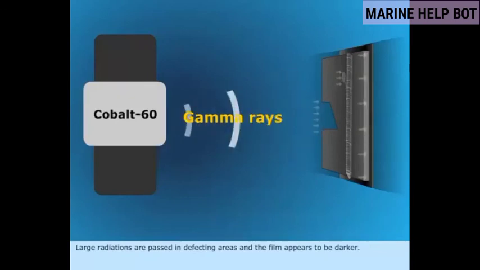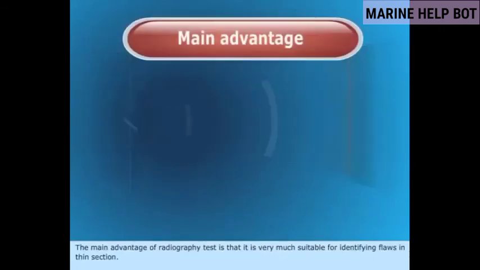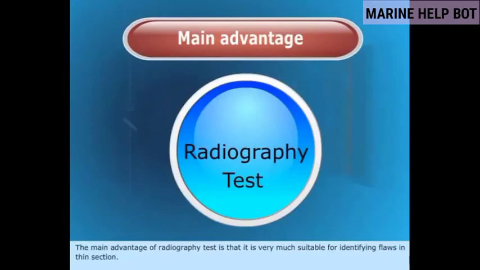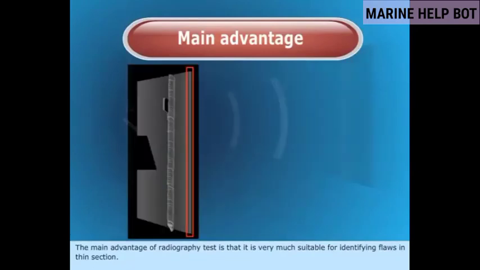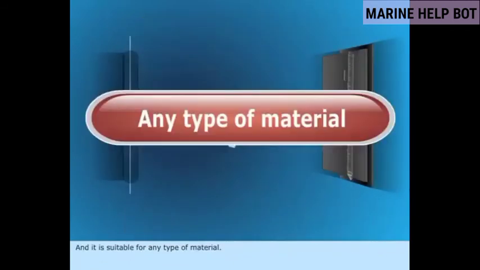Larger radiation passes through defective areas, and the film appears darker. The main advantage of the radiography test is that it is very suitable for identifying flaws in thin sections, and it is suitable for any type of material.